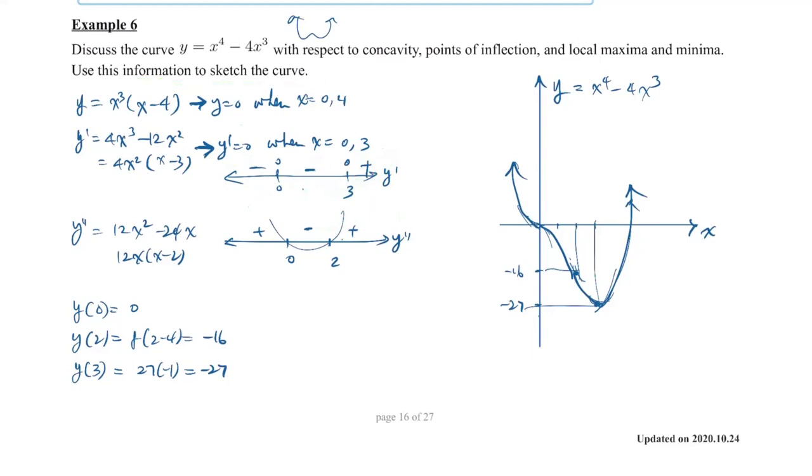What I like to do is I also take y double prime, and then set that equal to 0. The 0 happens when x is 0 and 2, and the signs change. So this thing looks like this. It's upside down, and it goes up again like this. So we have to put all that information together into the graph that I just drew.